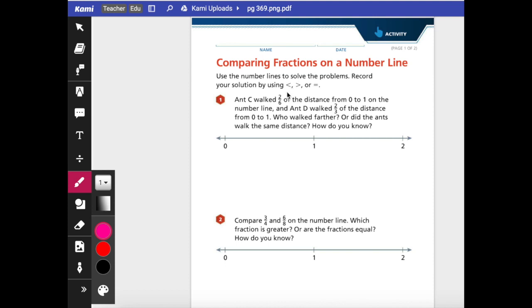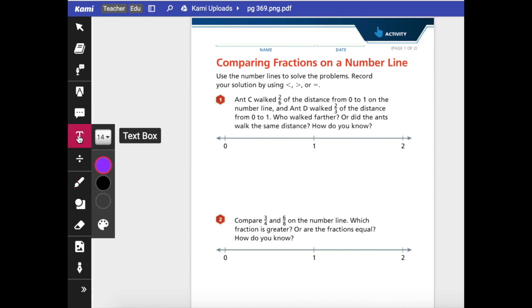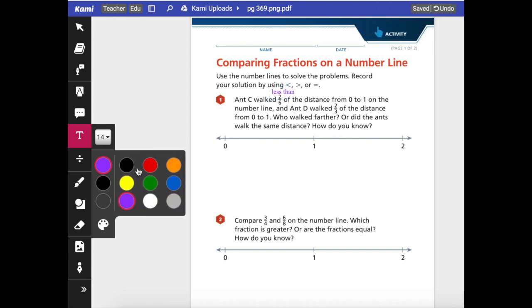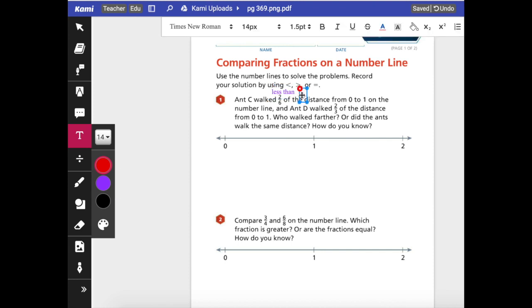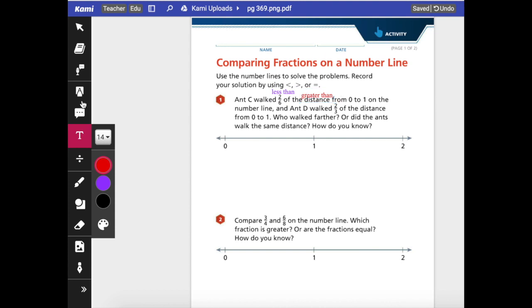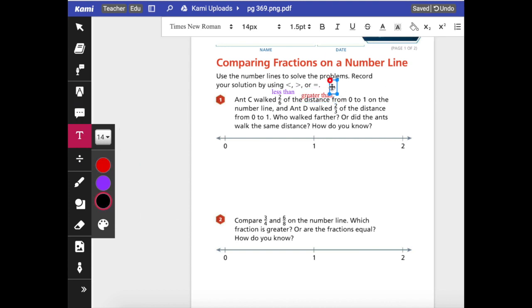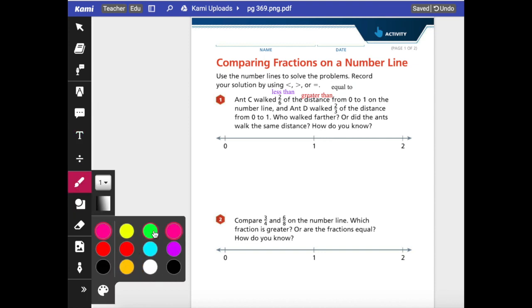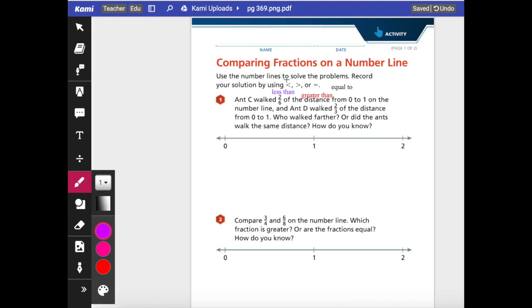So I'm going to write underneath less than, greater than, and equal to. I'm just going to use an arrow to draw and point what goes to what. Just that way we are clear about what each sign means.